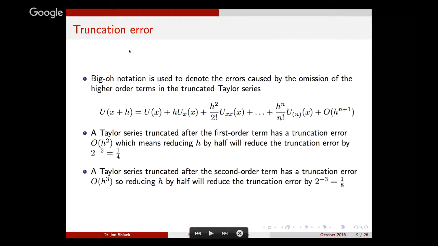And I mentioned this. Let's say I was truncating after first order. So let's say I had the first 2 terms, and all of this was ignored. I'd have big O h squared. So by halving my step length, I reduce the truncation error by a factor of 1/4. If I actually included that second order term and ignored everything after it, I'd have a truncation error of big O h cubed. So if I halved my step length, I'd improve my truncation error by a factor of 1/8. So that's the idea of truncation error.